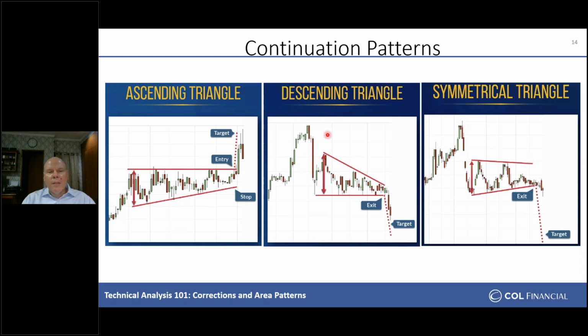Let's look at the next pattern. This is a descending triangle. This is opposite to an ascending one. In a descending triangle, you will notice that the demand line, or your support line, is flat. That means your buyer is neutral. Your seller is now aggressive. He is the one willing to sell prices down lower and lower.